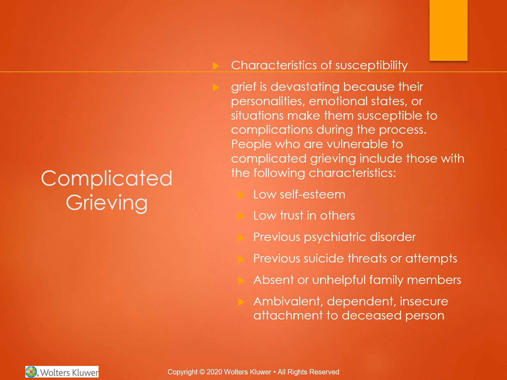So individuals who are most susceptible to complicated grieving are individuals with low self-esteem, low trust in others, or really an inability to build a trusting relationship, previous psychiatric disorders, previous suicide threats or attempts, absent or unhelpful family members. So a support system really makes a difference during a time like this. Ambivalent, dependent, insecure attachment to the deceased person. So that inappropriate attachment can sometimes cause complicated grieving.